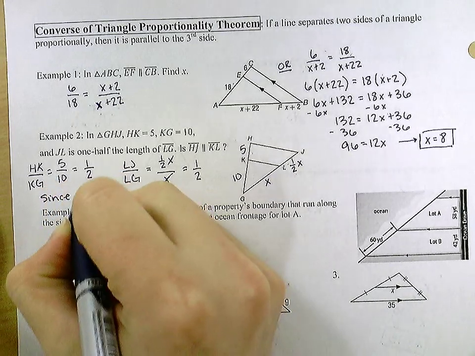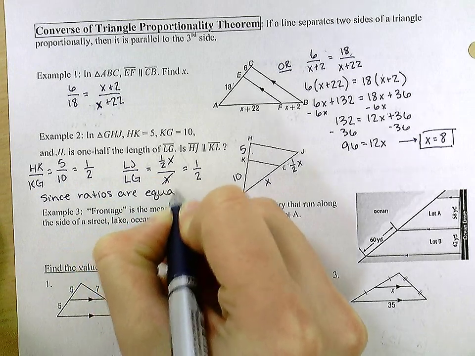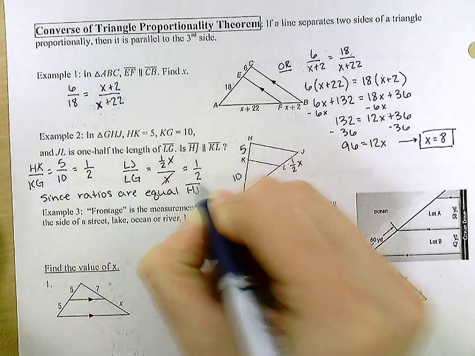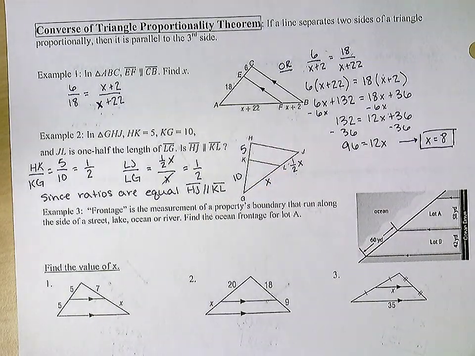So since ratios are equal, HJ is parallel to KL. So that one you were just proving that those two segments would be parallel to each other because they have equal ratios. So if they weren't equal ratios, you'd say they weren't parallel. Questions on example 2?